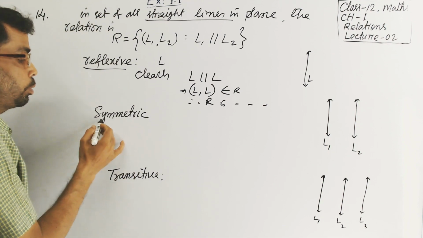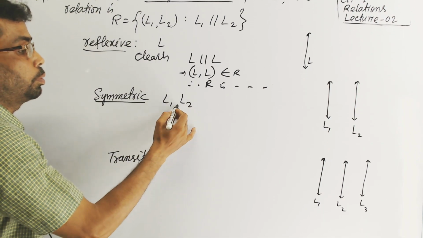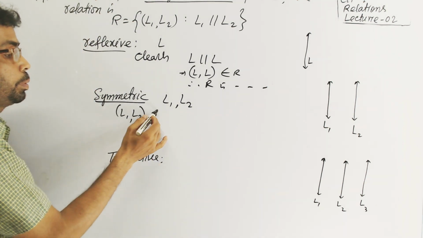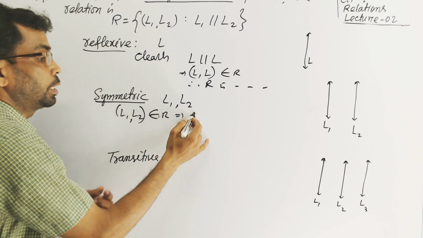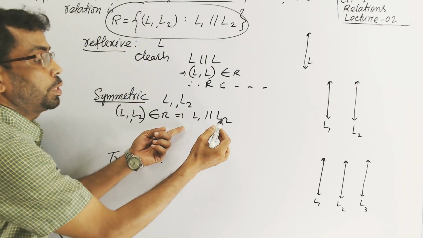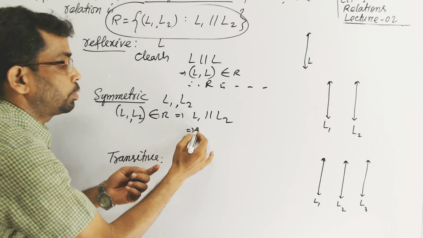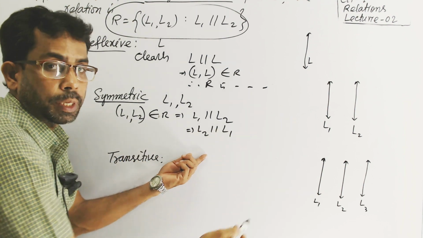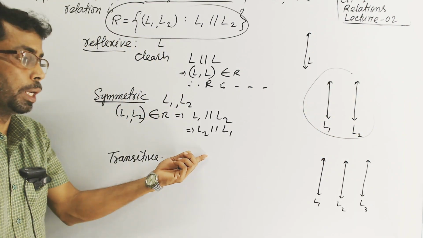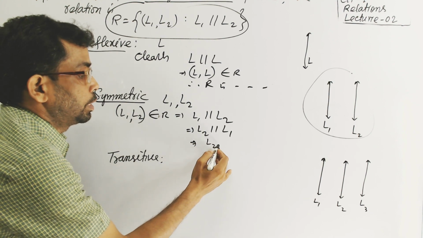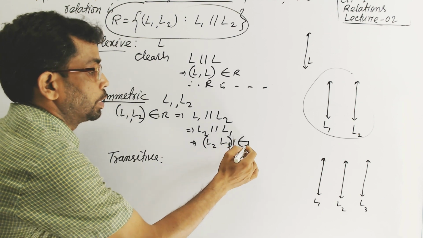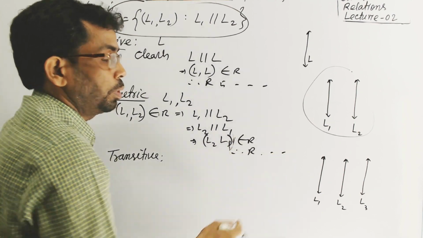For symmetry we will consider two straight lines L1 and L2, as I have shown in the diagram, and if the pair L1 L2 is in the relation, then L1 must be parallel to L2 by the given condition. If L1 is parallel to L2, obviously L2 is also parallel to L1, as we can see clearly in the diagram. Then we can say the pair made by L2 L1 is also in the relation, and therefore the relation is symmetric.